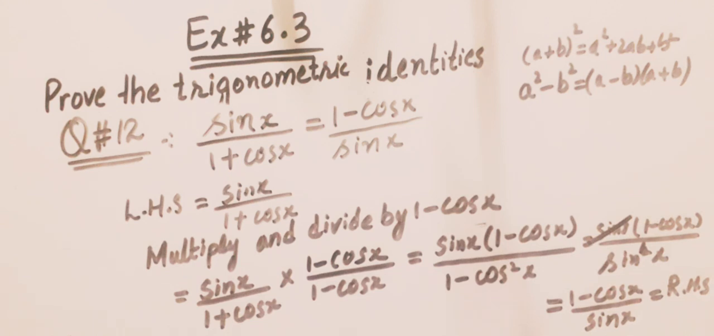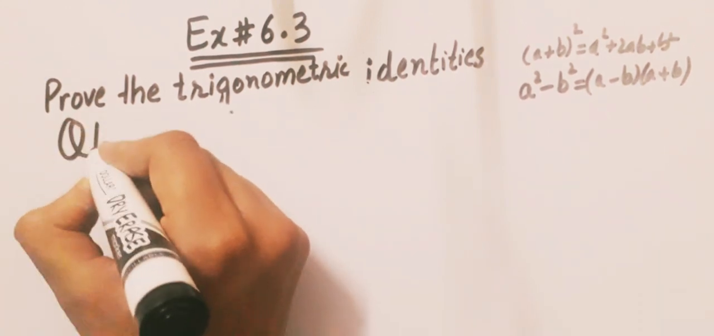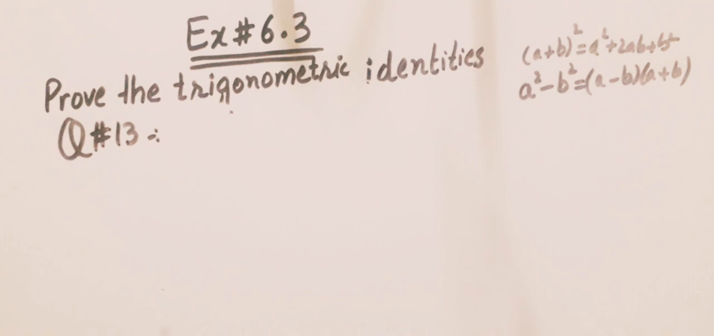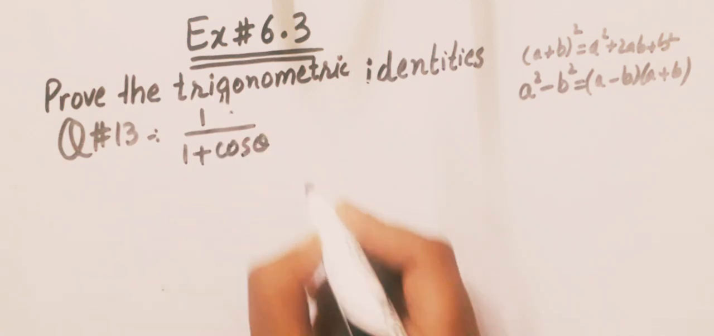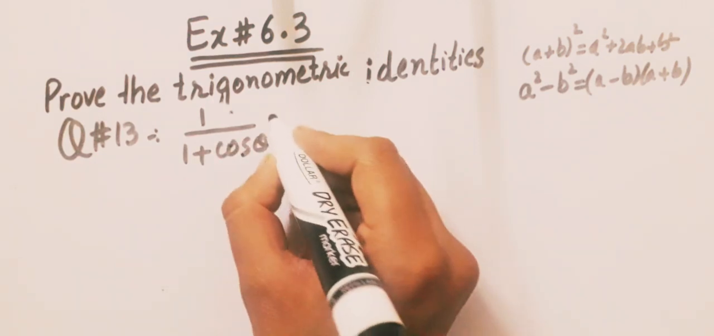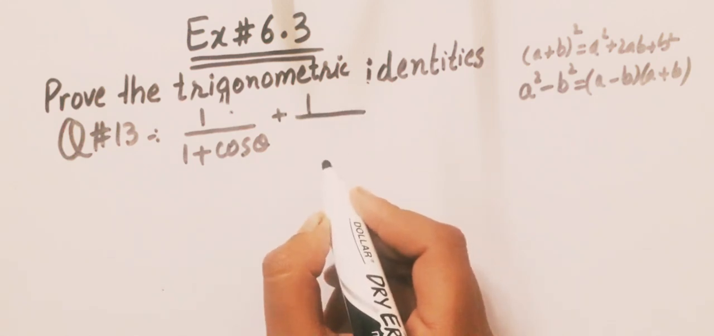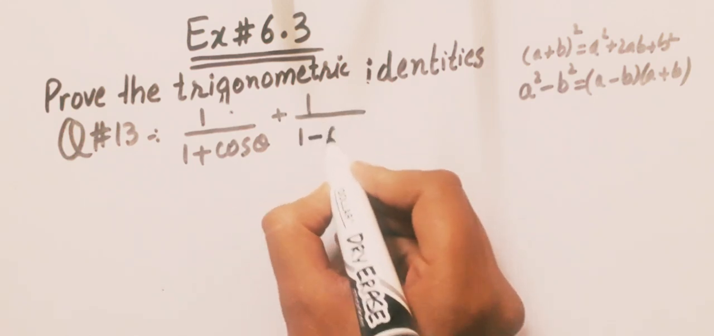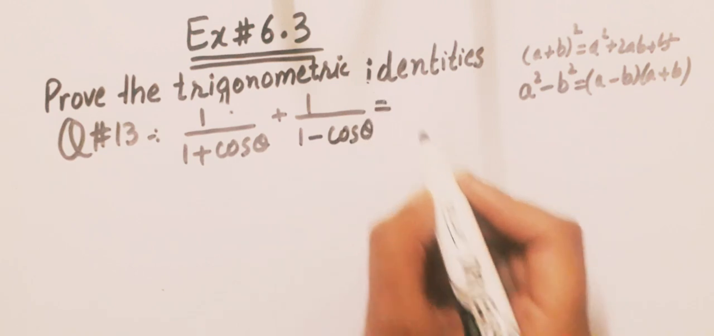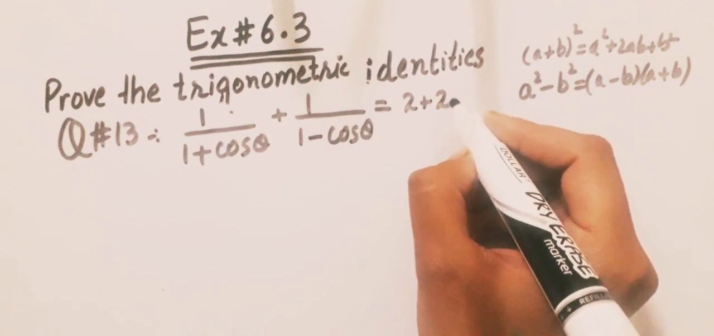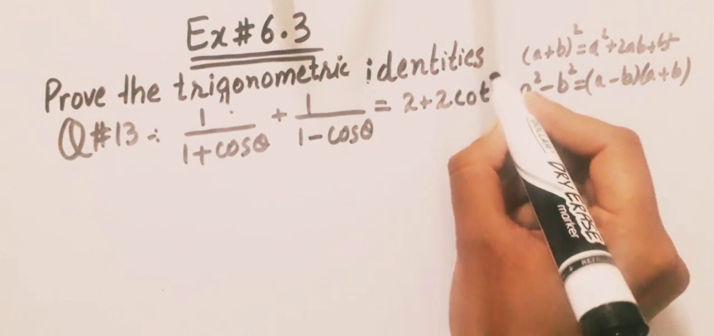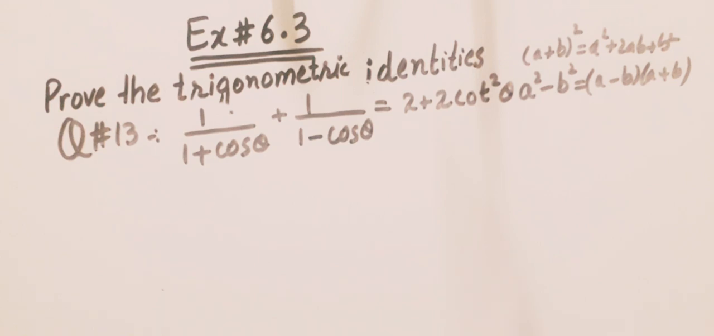Now we will solve question number 13. Now in question number 13 we have 1 over 1 + cos θ, plus 1 over 1 − cos θ, is equal to 2 + 2 cot² θ. Now we will prove.